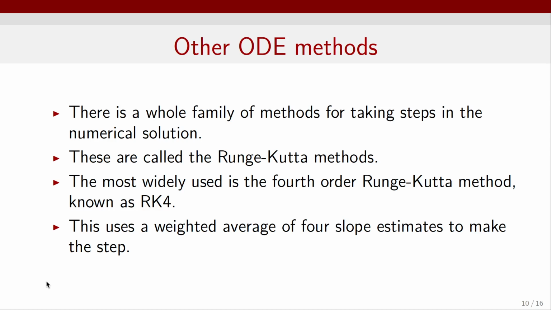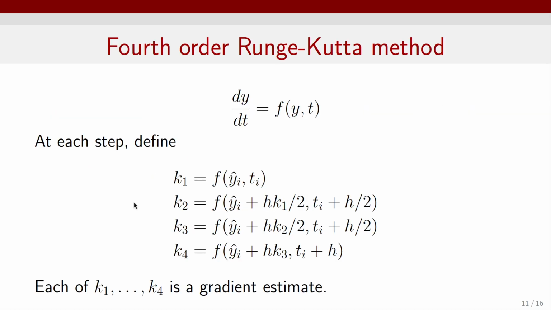A wide class of such methods are the Runge-Kutta methods, and perhaps the most widely used is the fourth order Runge-Kutta method, known as RK4. This uses a weighted average of 4 slope estimates to make each step, and it's an explicit method. So let's see how that works.